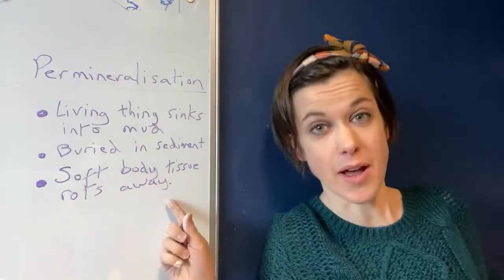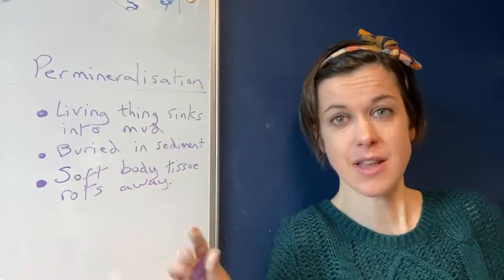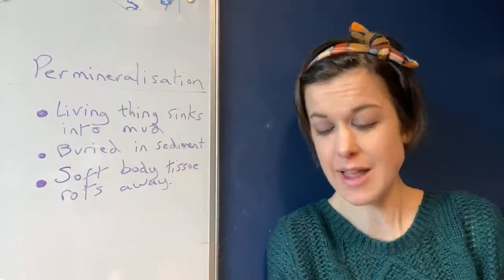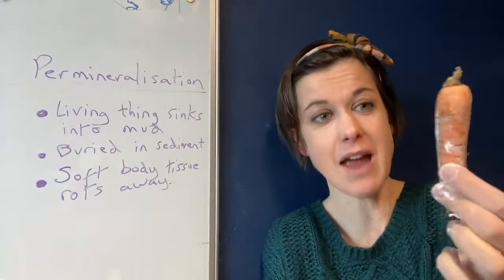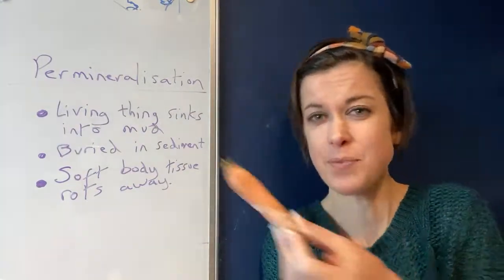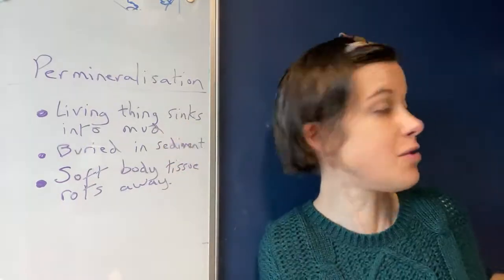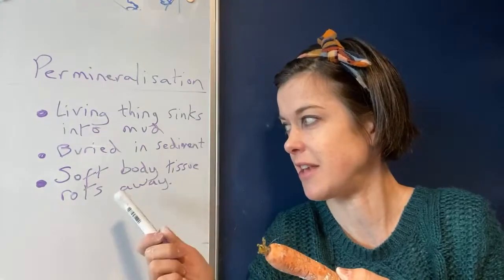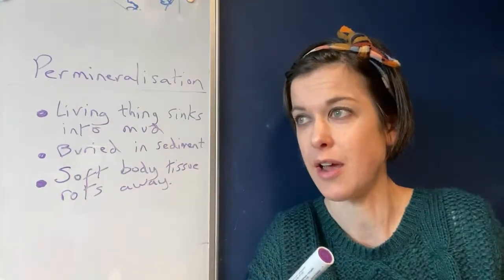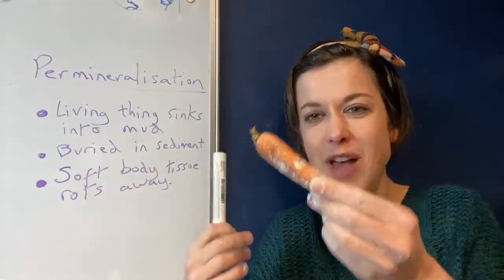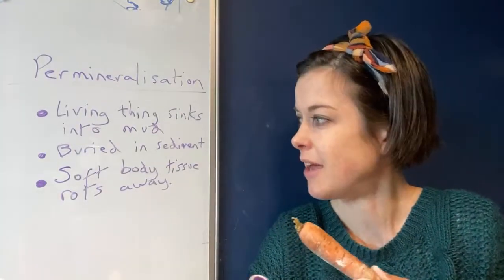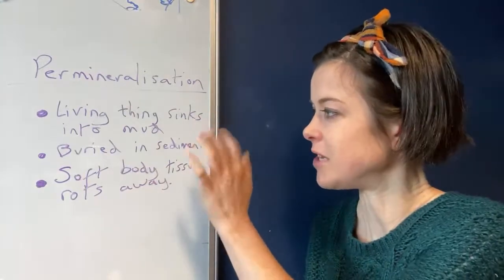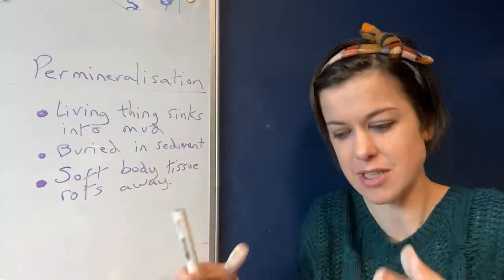This is why we don't get fossils of very, very early life on Earth, because it was all soft body. This is why you don't find fossilised carrots, because every single bit of this carrot is very edible, isn't it, to bacteria or fungi or worms or whatever. So it's very difficult for scientists to study soft-bodied creatures from long ago, because we just don't have any traces of them, because they're far more likely to decay. So what happens when a stone fossil is made is the living thing sinks into the mud, it gets buried in sediment, and then the soft body tissue rots away.